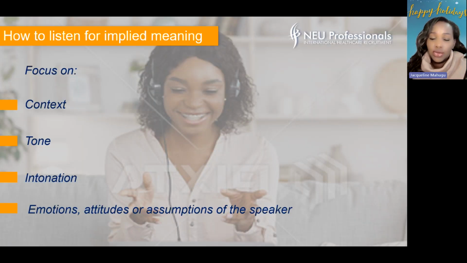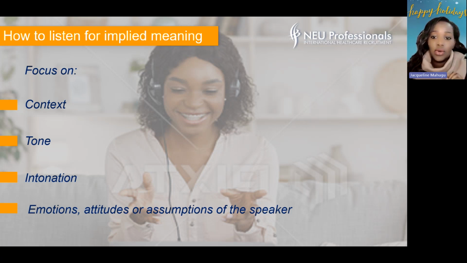So how do you listen for implied meaning? To do that effectively, you should focus on, one, the context. What is the context? The context is the words, the circumstances, and the background information that are surrounding the speaker's words. So the context is everything surrounding what they are saying. That is one way of listening for implied meaning.